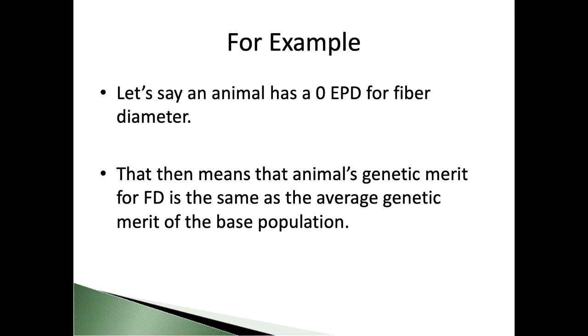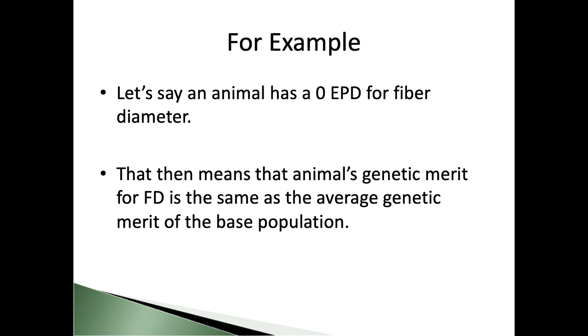So for example, let's say an animal has a zero EPD for fiber diameter. That then means that that individual's genetic merit is the same as the average of all of the animals in the base population. So really what a zero EPD and establishing a base is doing for us is setting a foundation upon which we can measure genetic change over time. We know what the average genetic merit of the base population of animals is, and we can look at how different this particular animal that I produced is from the average of the original imports.